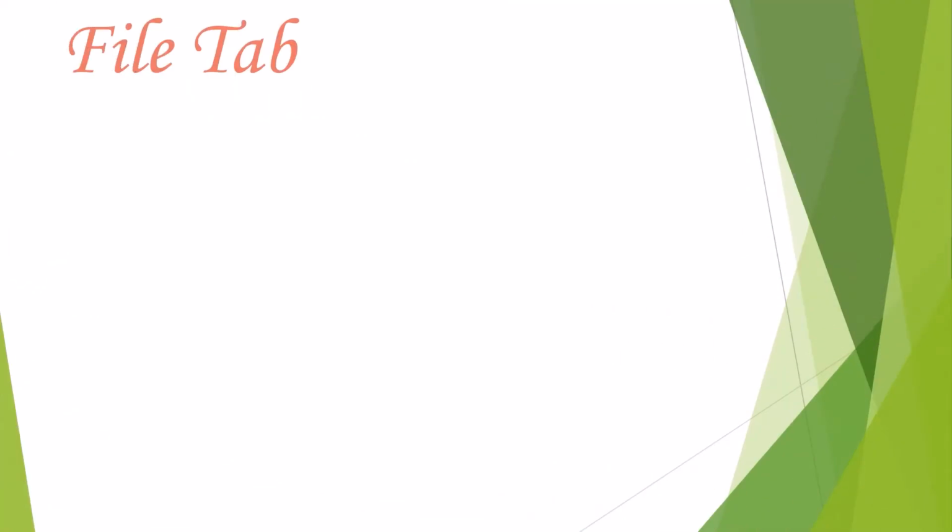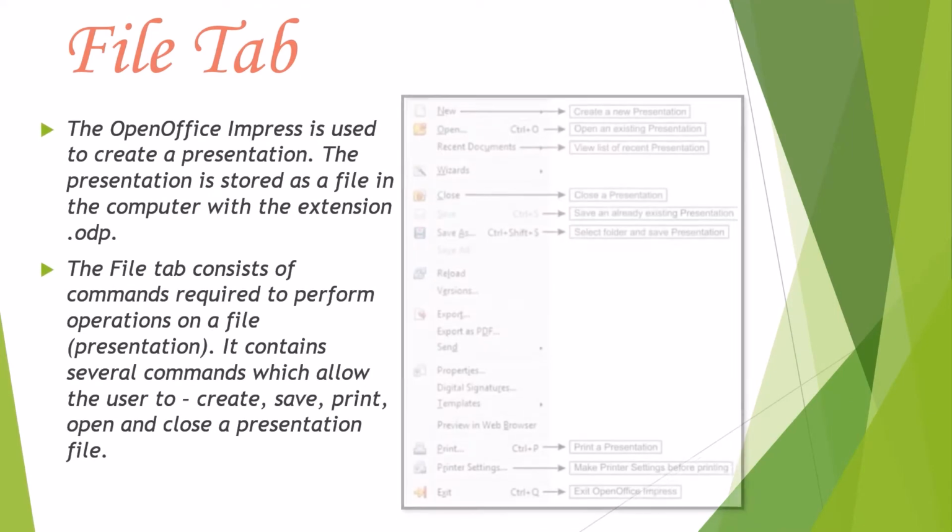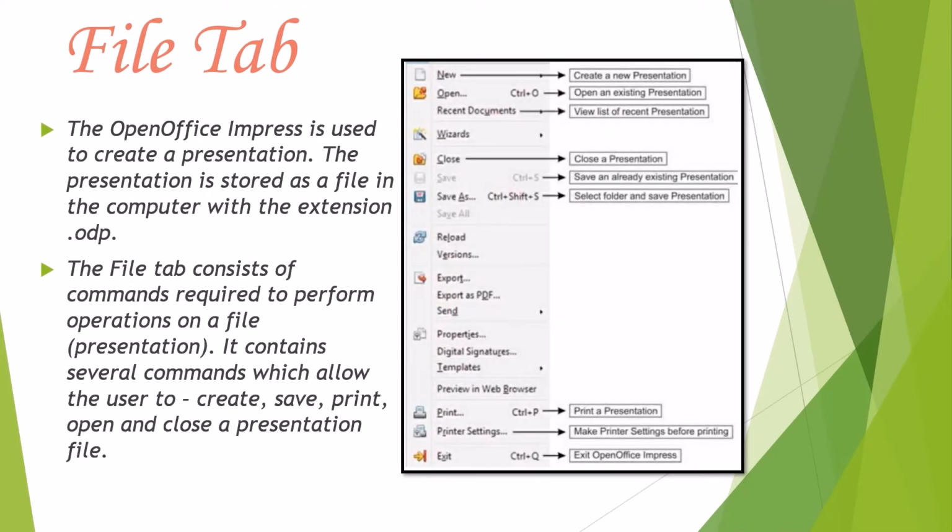Now we are going to discuss the File tab. As you can see here, this is the File tab, and here are the various commands that you can find in the File tab. These are like New, Open, Close, Save As. All these commands you can find under the File tab. OpenOffice Impress is used to create a presentation, and the presentation is stored as a file and its extension is .odp.